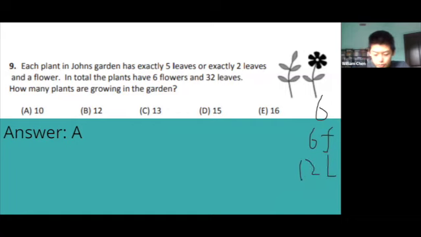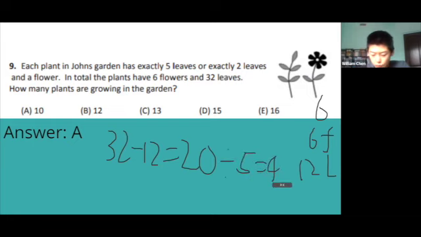We subtract 12 from 32. We find out that we have 20 leaves left. Since each one of these plants provides 5 leaves, divide 20 by 5, and we end up with 4. We have 4 of these plants, giving us 20 leaves. So in total, we have 10 plants, 4 plus 6.